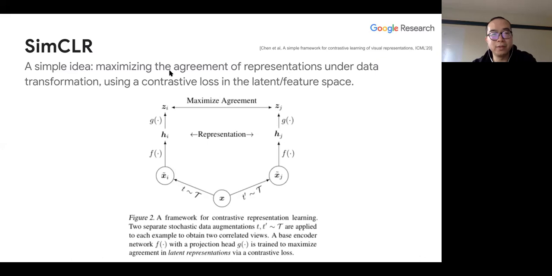So in SimCLR, what I'm going to introduce now is a specific way of realizing this idea of maximizing agreement of representation under data transformation. And we're going to use a contrastive loss in the latent space or feature space. So basically this is the framework that we introduced.